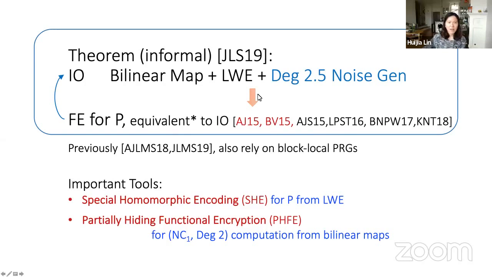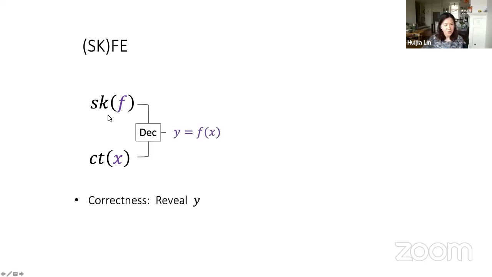Okay, so let's now see how this theorem is proven. We said that the goal we want to build is a functional encryption, which also gives you IO. Roughly, functional encryption allows us to give out the ciphertext for inputs and give out the partial functional secret key for functions. The decryption will reveal exactly the output of the function evaluated on the encrypted input. And the privacy guarantee is that only these outputs are revealed.